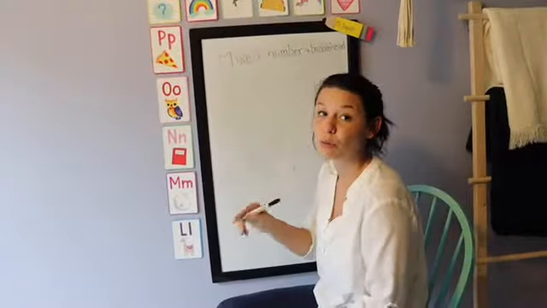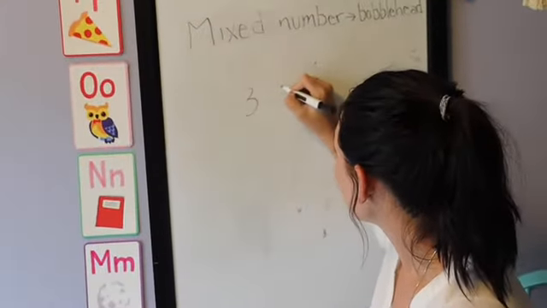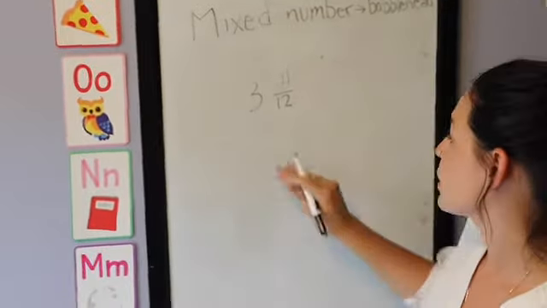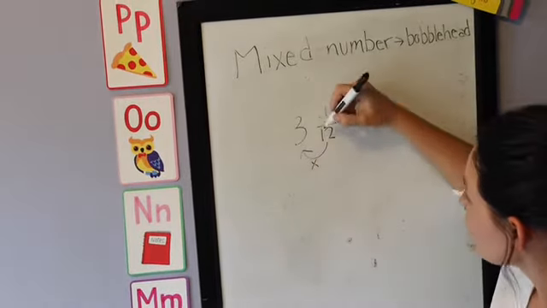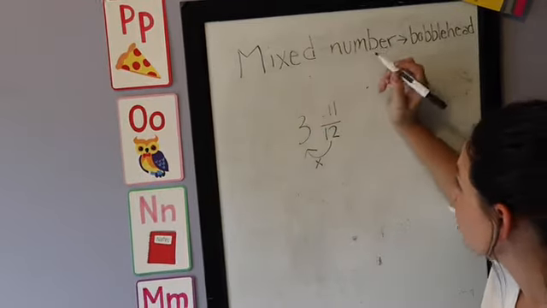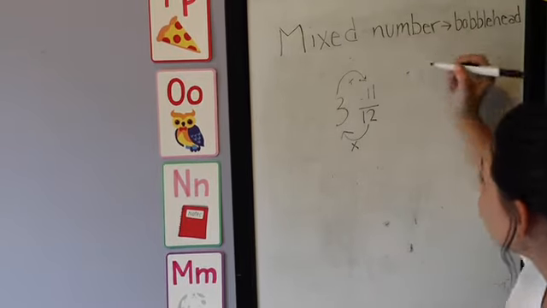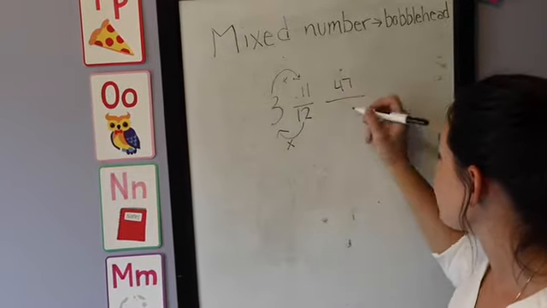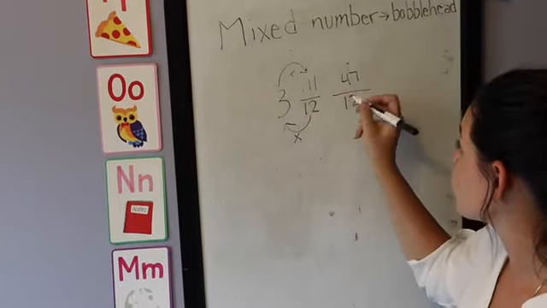So we're going to do one more. And we're going to do 3, and let's do 11 12ths to make it hard. So we're going to start with the denominator, multiply the denominator by the whole number. So 12 times 3 equals 36. 36 plus 11 equals 47. And we keep the same denominator. So 3 and 11 twelfths equals 47 twelfths.